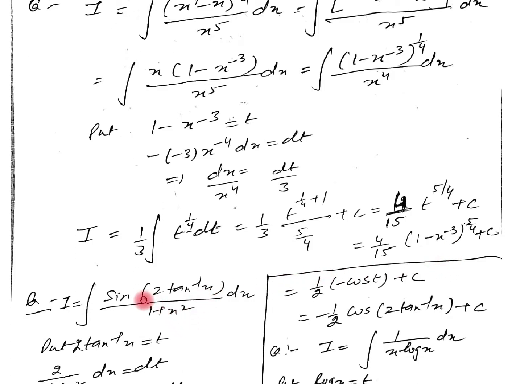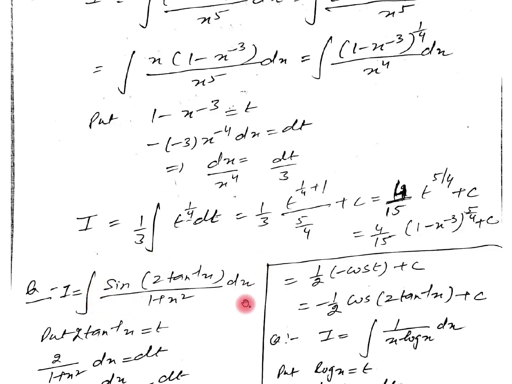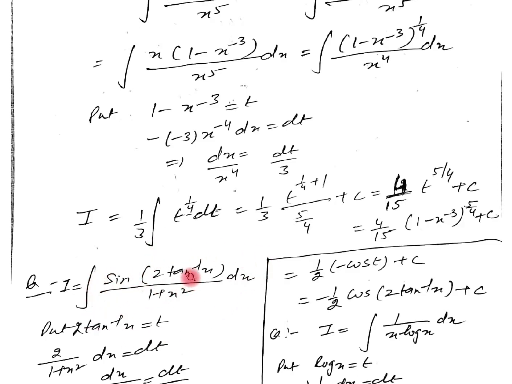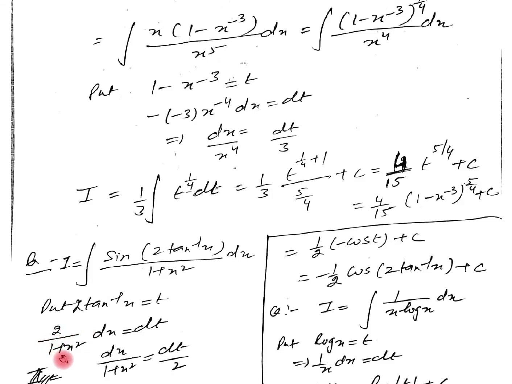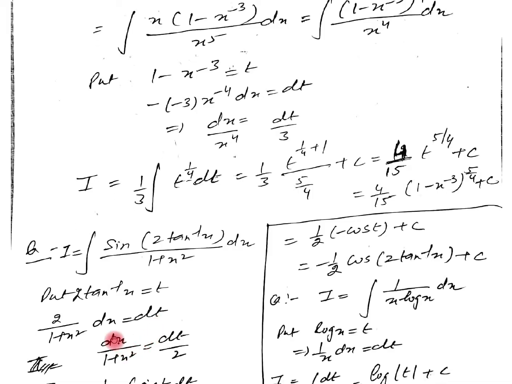Now let us see another question. We have to integrate this function. Easily we see here tan inverse x, and we know the derivative of tan inverse x is 1 upon 1 plus x square. So I am putting 2 tan inverse x equal to t. Differentiating, it becomes 2 upon 1 plus x square dx equal to dt. Then it becomes dx upon 1 plus x square equal to dt by 2.